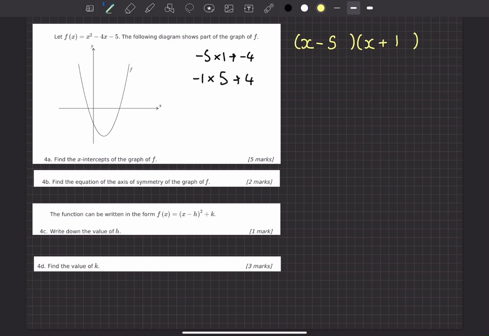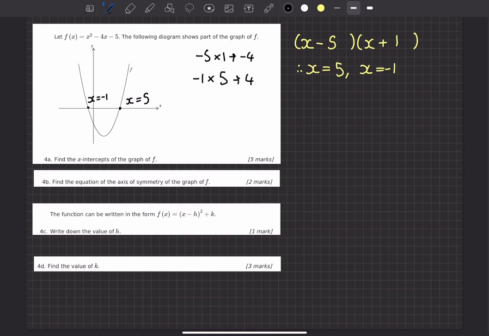So since y equals x minus 5, x plus 1, therefore x equals 5 and x equals minus 1. So those are the two x-intercepts of the graph. So this here would be x equals 5, and this here would be x equals minus 1.